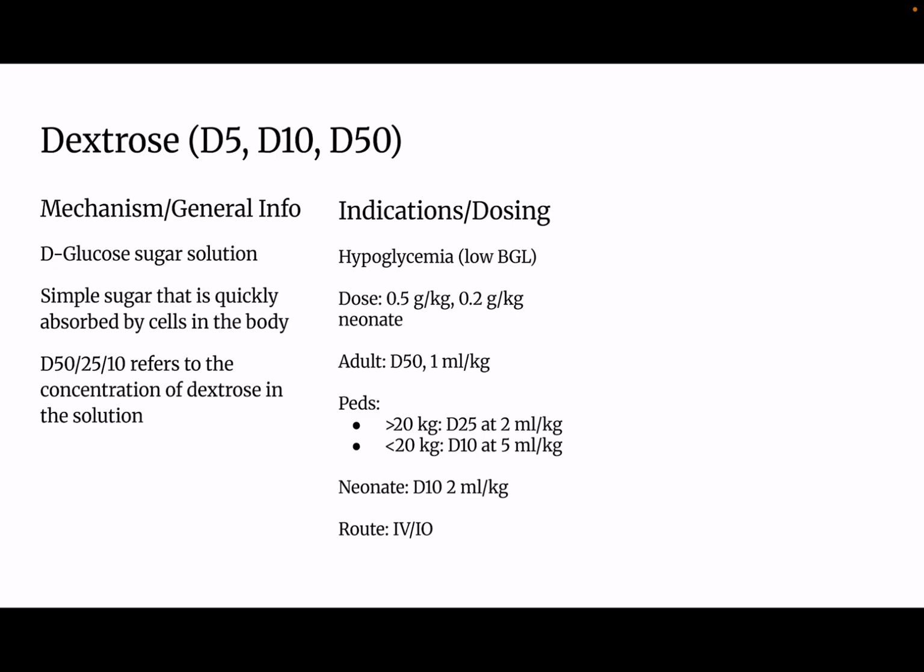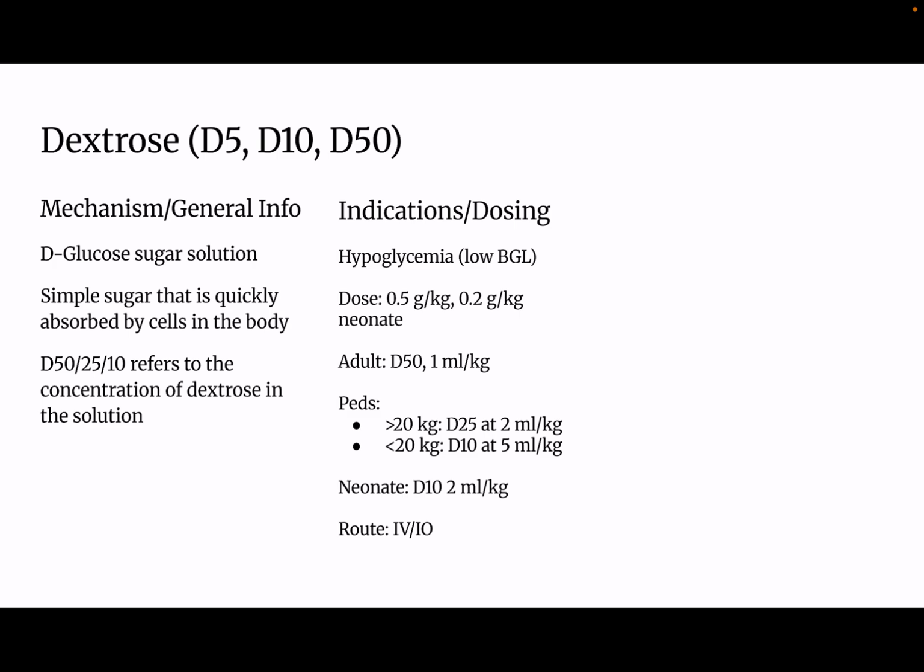That's not supposed to say grams. That's supposed to say milligrams. That's my bad. So it's not supposed to be 0.5 grams or 0.2 grams. It would be 0.5 milligrams, 0.2 milligrams. But for an adult, the math would still give you 0.5 milligrams per kilogram at 1 milliliter if you use D50.